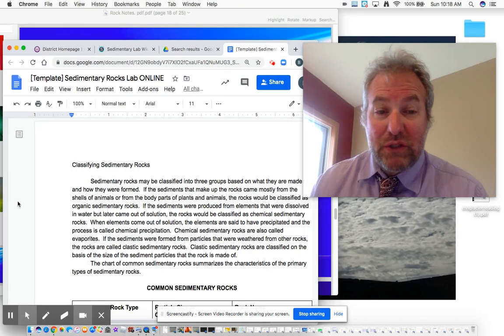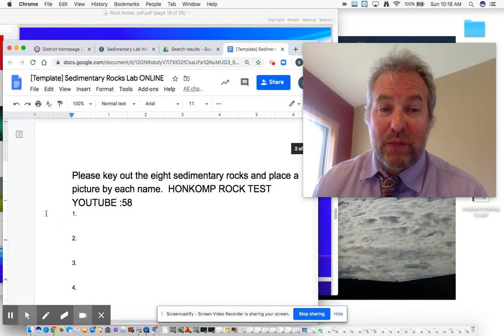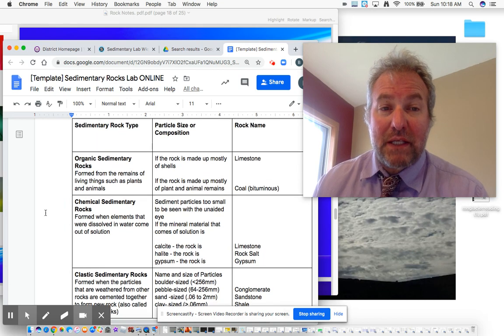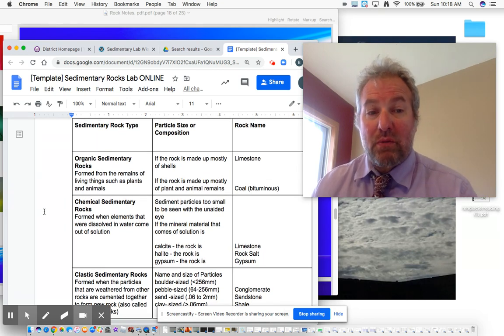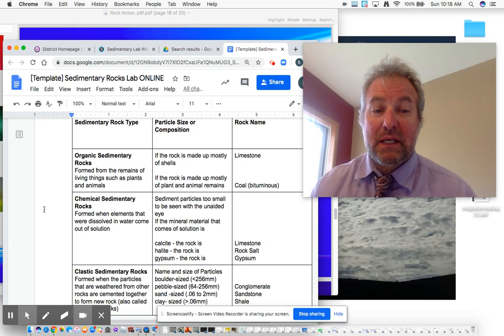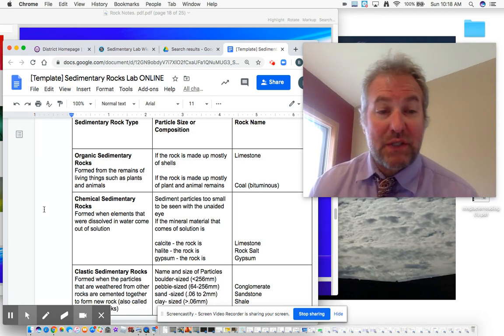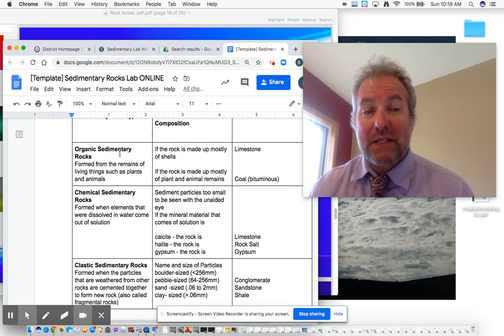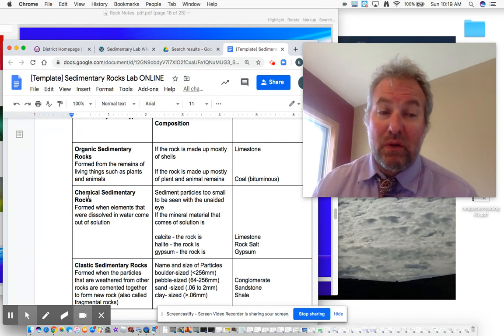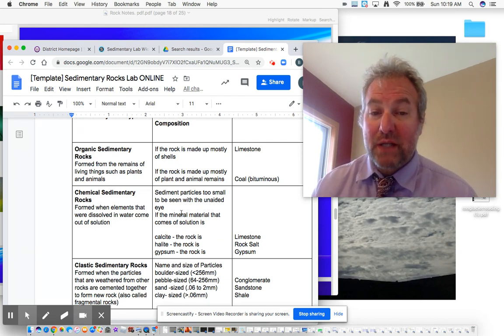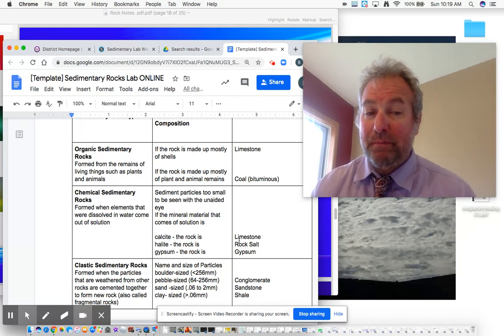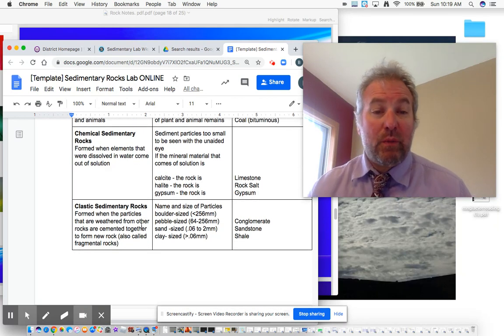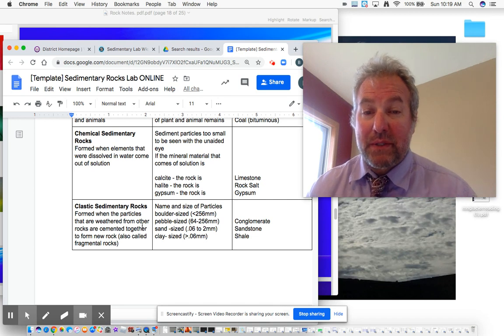On our lab sheet, it looks very similar to this. We have a key, and on that key are the three types of sedimentary rocks: organic, chemical, and clastic sedimentary rock. We have two types of organic sedimentary rocks: limestone and coal. We have three types of chemical forming sedimentary rocks: limestone, rock salt, and gypsum. And finally, we have three types of clastic sedimentary rocks.